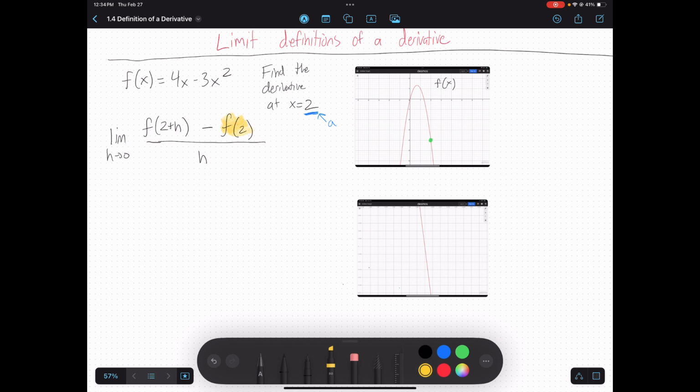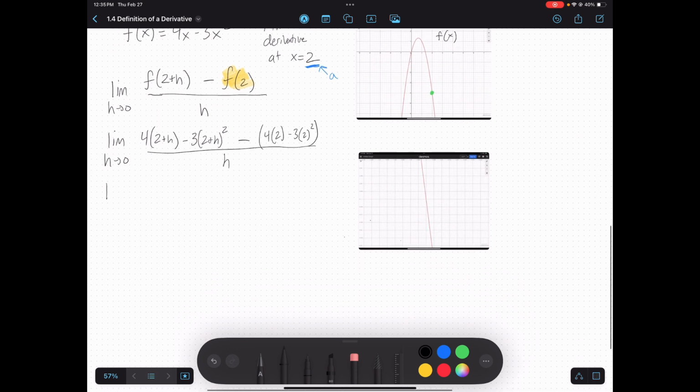F of 2, that just involves me plugging in 2 to my function. But what about f of 2 plus h? Well, that just involves plugging 2 plus h into my function wherever I see an x. So wherever I see an x in my function, I'm plugging in 2 plus h. And then, like I said, f of 2 is just me plugging 2 into my function.